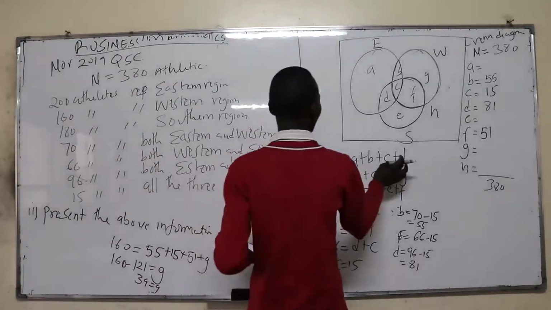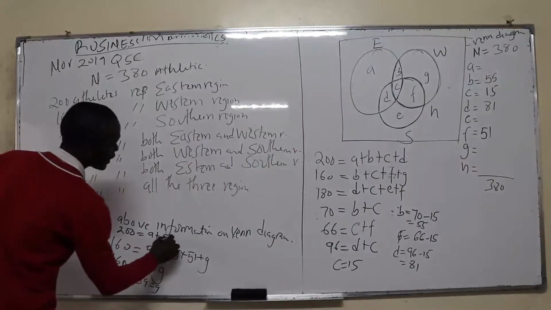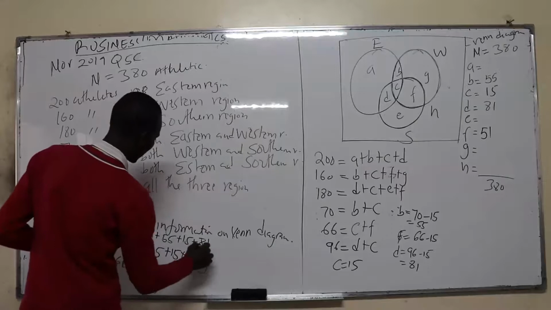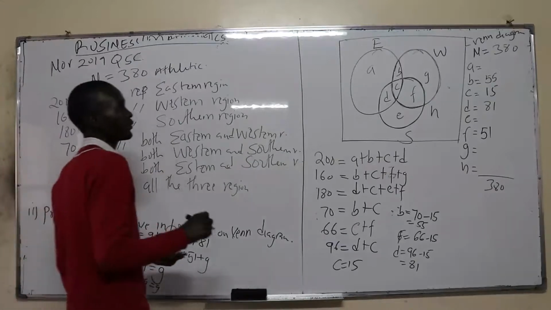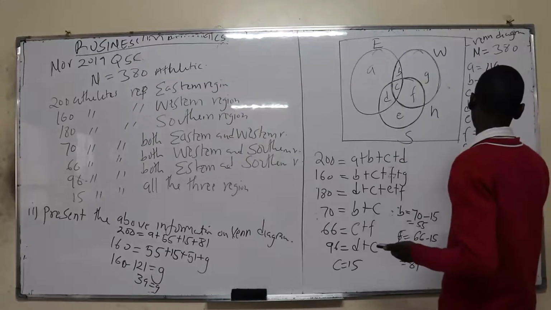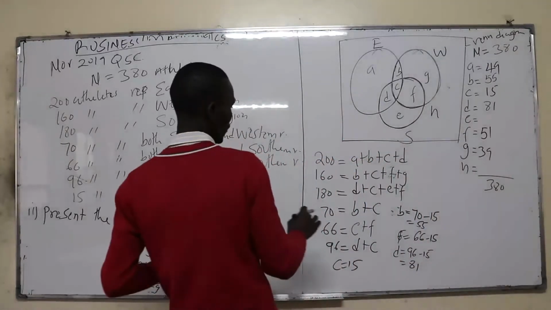If C is 15, then B will be equivalent to 70 minus 15. So B will be 55. So you put our B as 55. Then if C is 15, then F will be equal to 66 minus 15, which is equal to 51. Our F is 51. Then if C is 15, then our D will be 96 minus 15, which is equivalent to 81. Our D is 81.